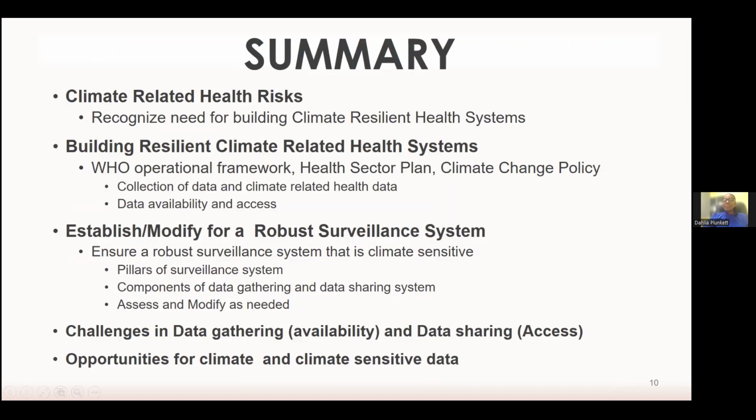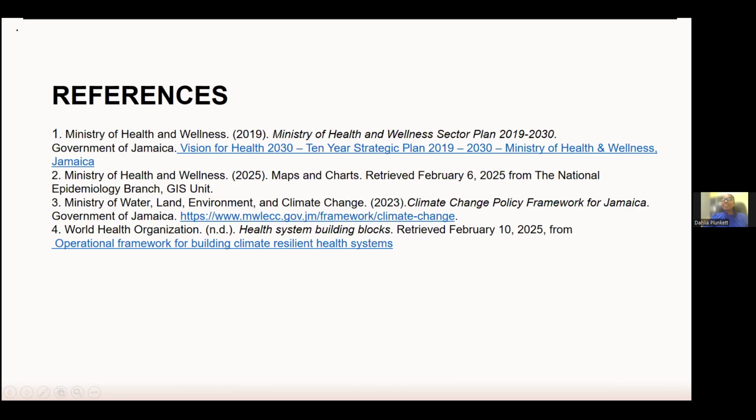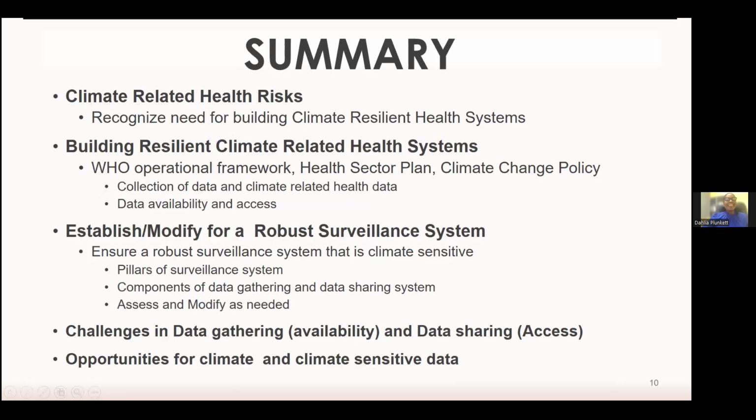And so in summary, I think I'm on time. In summary, we spoke about the climate-related risks that warrant, or allow us to recognize, the need for building climate-resilient health systems. And in building those systems, there are policies and frameworks in place that can help to guide that process as it relates to the collection of data, and specifically climate-related health data, and allow for that data to be readily available and accessible.